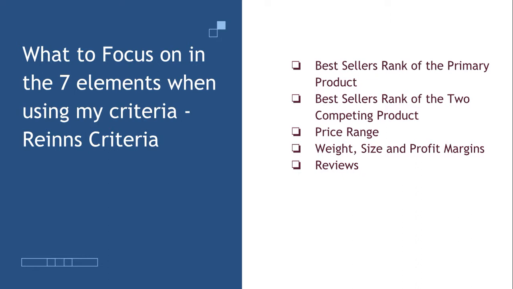So what to focus on in the 7 elements when using my criteria. All right, so there you go. Best seller rank of the primary product. Remember, primary product is what you want to sell on Amazon. Don't ever forget that. Best seller rank of the two competing products, and I'm going to show you how to do that. The price range should be the same all through for the primary product and also the two competing products. Very, very important. And then weight, size, and profit margins. And then of course the reviews.